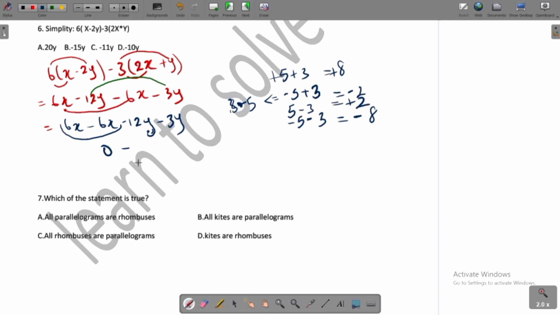So in this case we have minus 12y minus 3y. So 12 plus 3 is 15, so you put your negative value. You are owing someone 12 naira, you borrow another 3 naira again, so your debt will be 15. So you have 15y. So minus 0 minus 15y is obviously minus 15y. So your answer in this case is B.